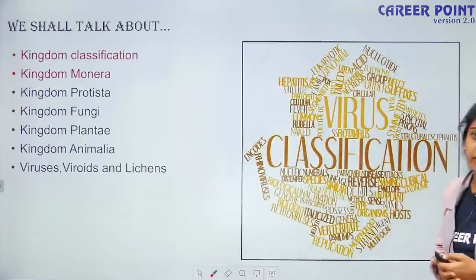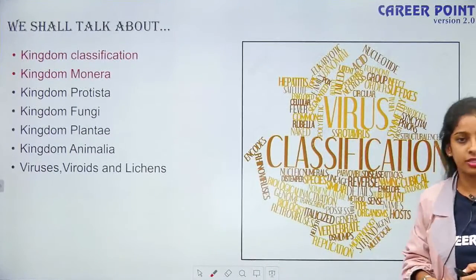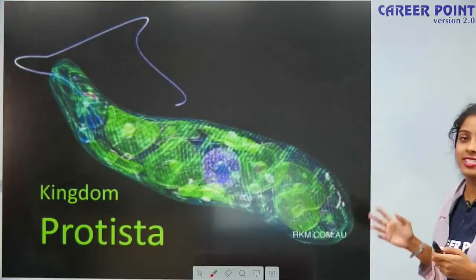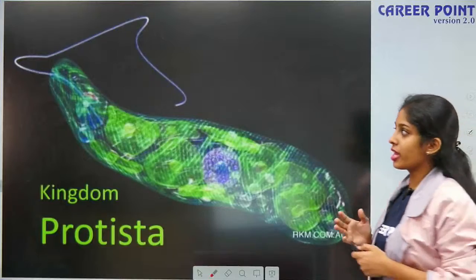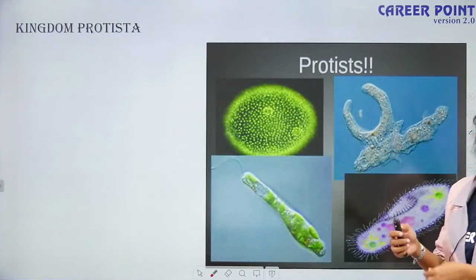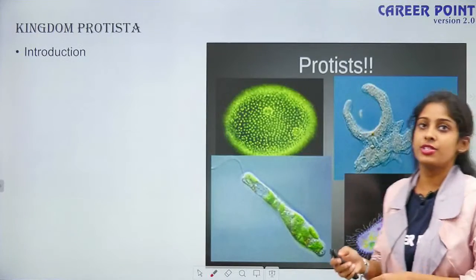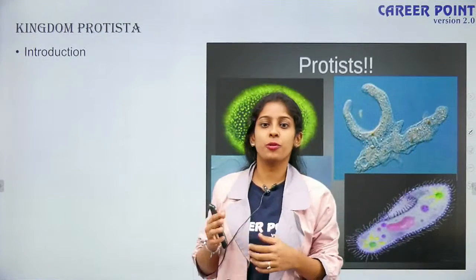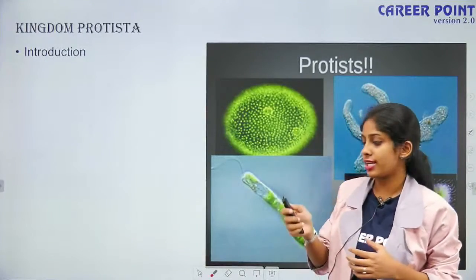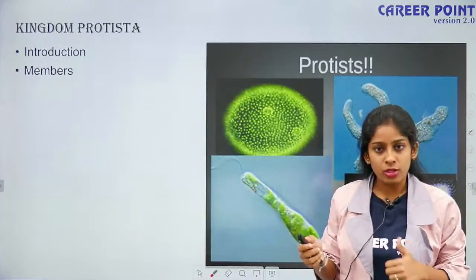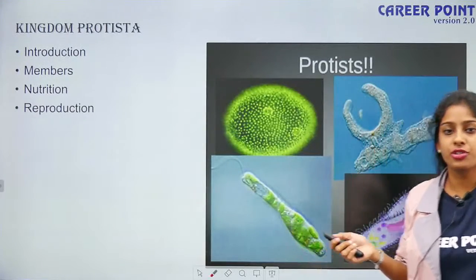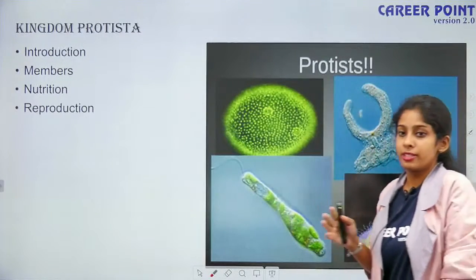So this was the agenda, and today we're going to talk about kingdom Protista. Welcome to the world of Protista. We're going to talk about unicellular eukaryotes. What are we going to discuss in kingdom Protista? First, we'll talk about the general features of protistans: what type of nutrition they have, how they reproduce, etc. We'll talk about their members, then their mode of nutrition, then reproduction. This is what we'll be talking about in kingdom Protista.